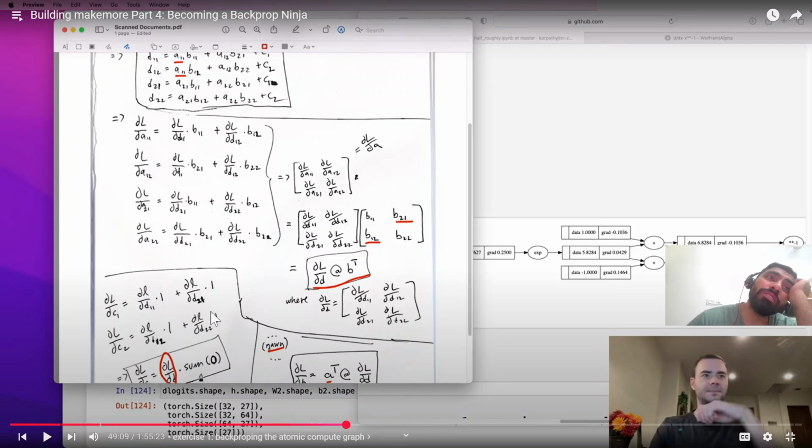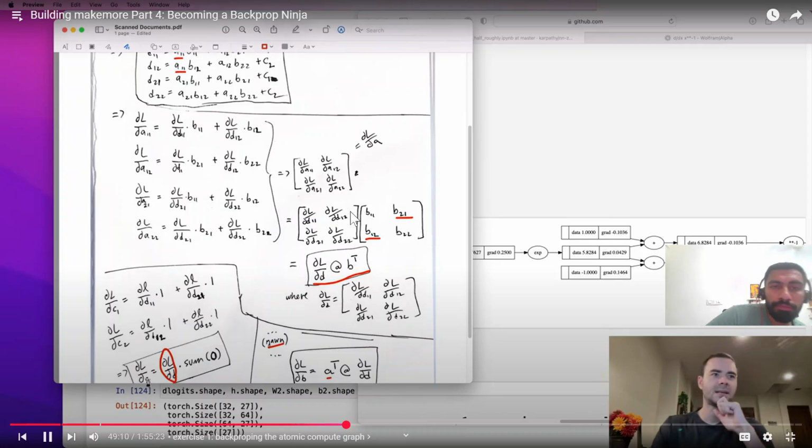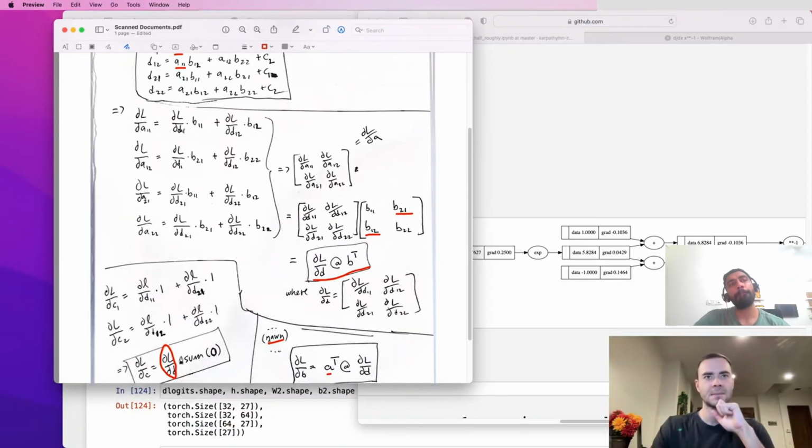This is 1, 1, 2, 1, column 1, and 1, 2, 2, 2, column 2. You just have to sum across them. And that gives you the derivatives for C.